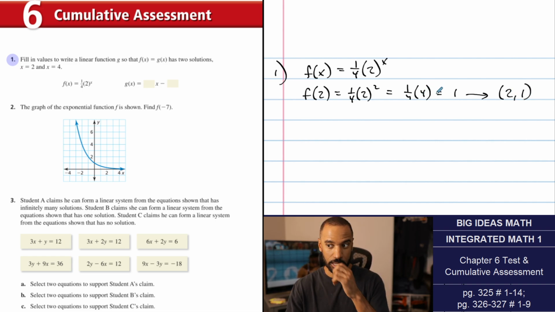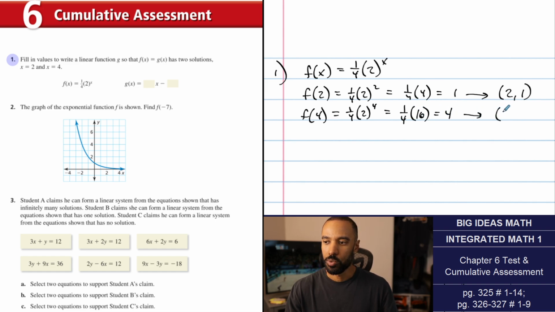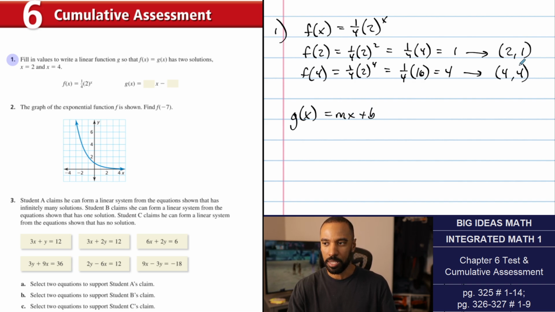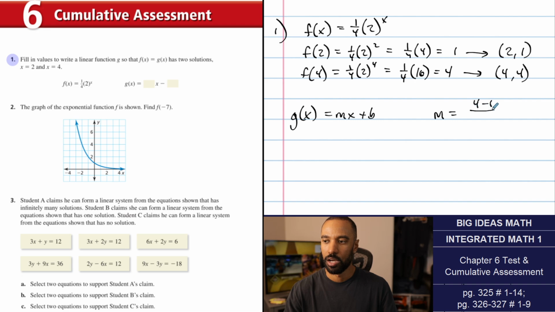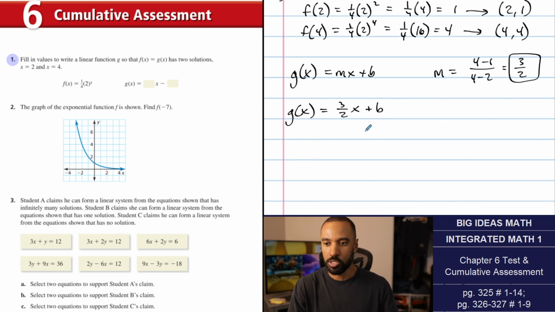We need to make sure our g of x hits 2, 1. There's also an f of 4, which is 1/4 times 2 to the 4th power, which is 1/4 of 16, which is 4. So there's also an ordered pair that's 4, 4. We need our g of x equation to have some mx plus b, where our m and b represent that slope and y-intercept. So the slope is based off of taking the y2 minus y1 over x2 minus x1. That's 3 over 2. Now we're at g of x equals 3/2 x plus b. The b value is found by substituting.